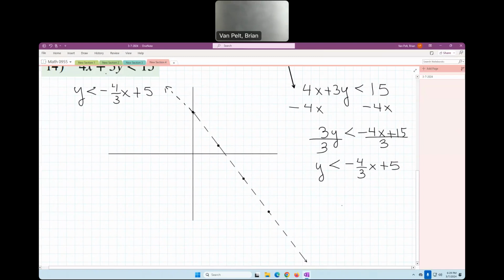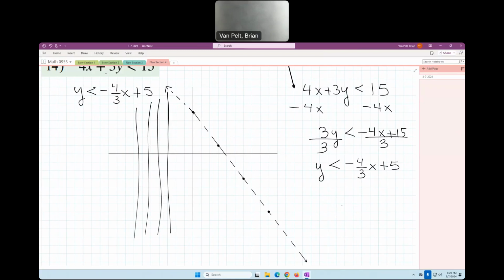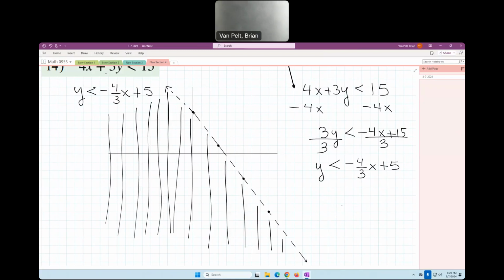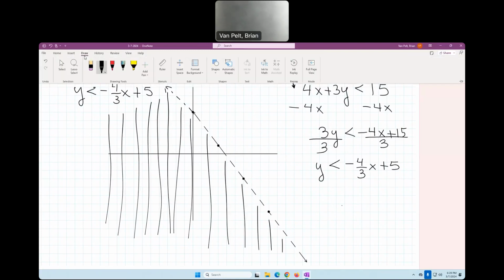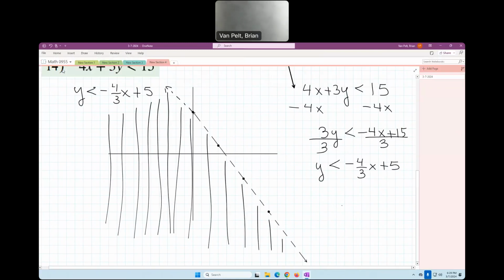So I'm gonna shade down here. I don't care how you shade, pick something to do. Let me reiterate: every single point that you can pick inside of here, even 0, 0, will satisfy the inequality. You can do it real quick in your head.